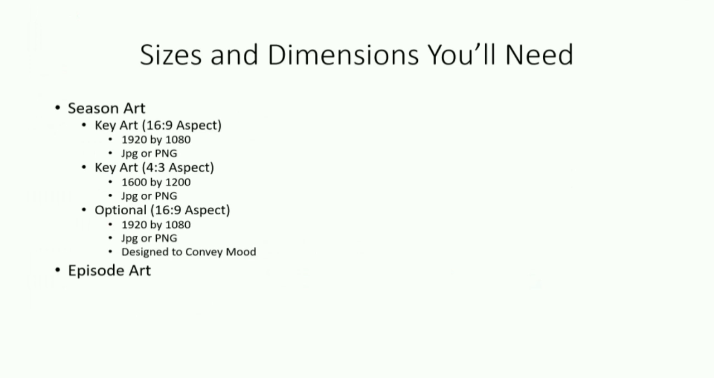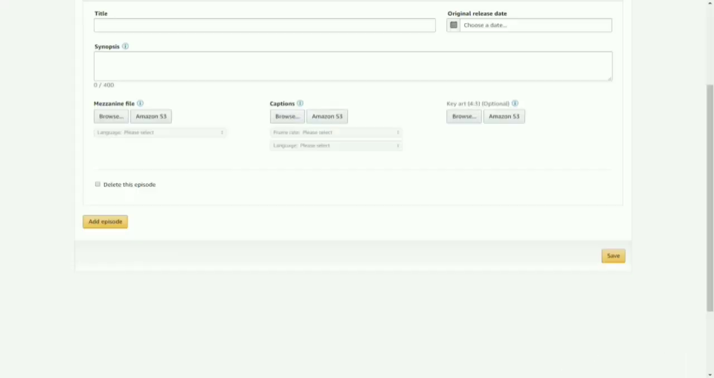Now you can also include artwork for individual episodes. That episode will require a key art aspect ratio of 4:3. It'll need to be 1600 by 1200, and it'll be JPEG or PNG. And you'll see that request when you are uploading your individual episode video.